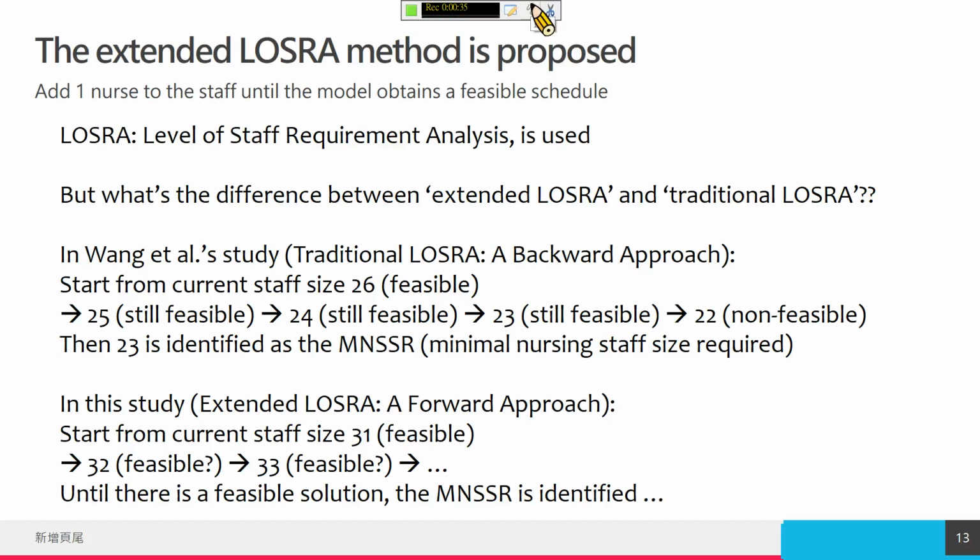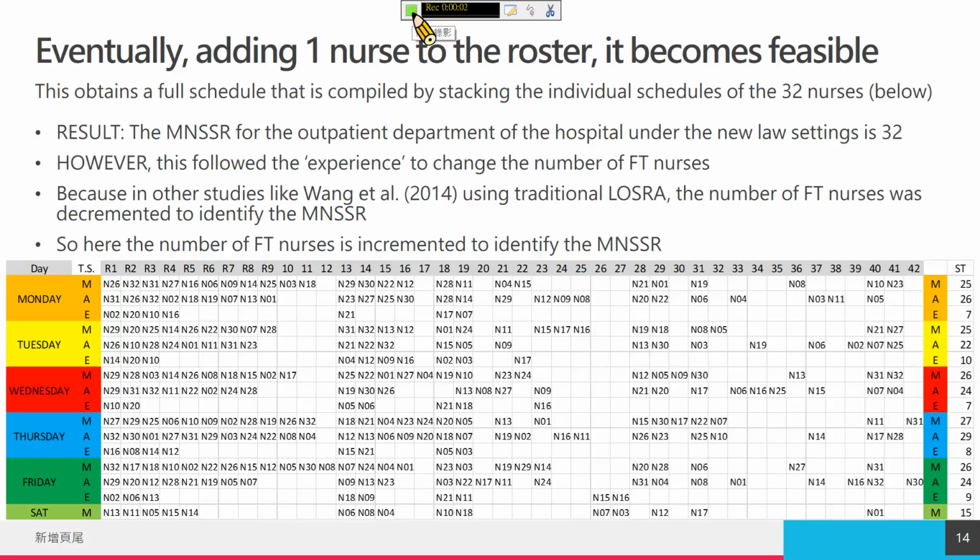In this study, because current nursing staff has been proven to be insufficient, we propose to use an extended LOSRA method. That is, the nursing staff is increased until we obtain a feasible schedule, and the first nursing staff size we have reached to obtain such a schedule is the MNSSR. As can be seen, extended LOSRA takes a forward approach, but the traditional LOSRA takes a backward approach. After we used the extended LOSRA for our problem, we found the model becomes feasible if we add 1 nurse to the staff. So we understand the MNSSR in this case is 32.